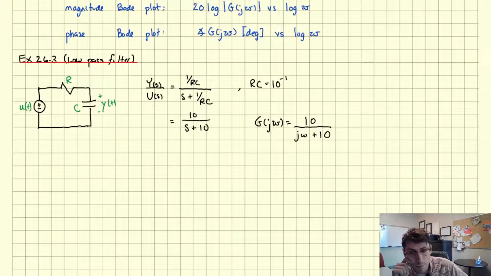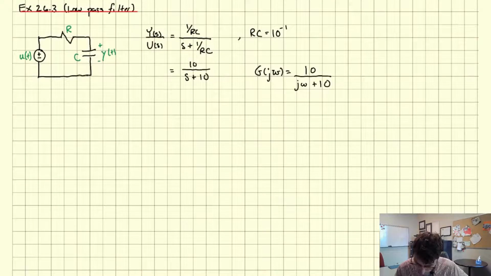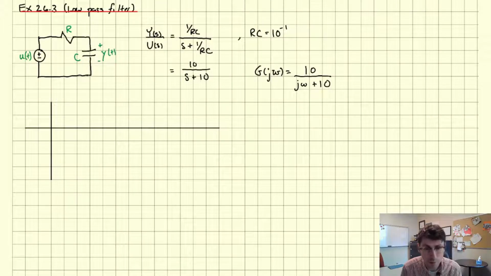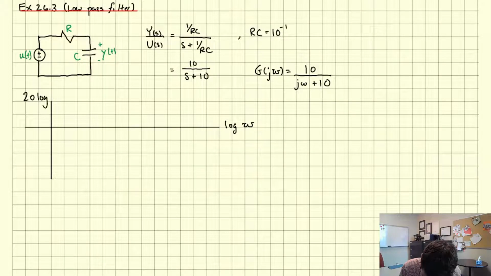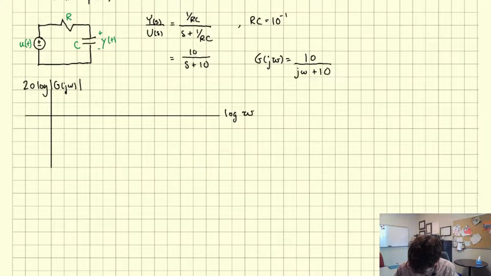Okay, again, I won't review how you go drawing these things by hand, but I'll just draw kind of an asymptotic Bode plot. And if you remember, that's great. If you don't, it's not such a big deal. But okay, so let's draw the Bode plot for this guy. So this will be my magnitude plot. So log omega, 20 log of g of j omega, and then I'll do my phase down here.